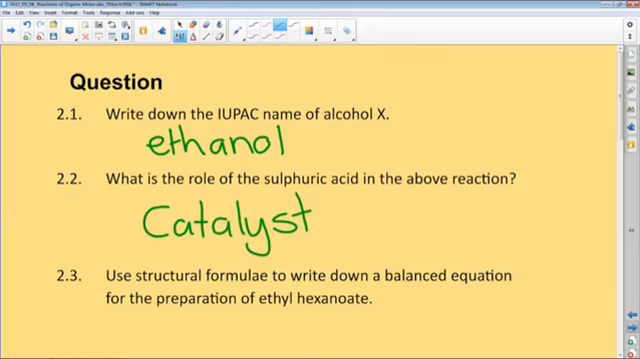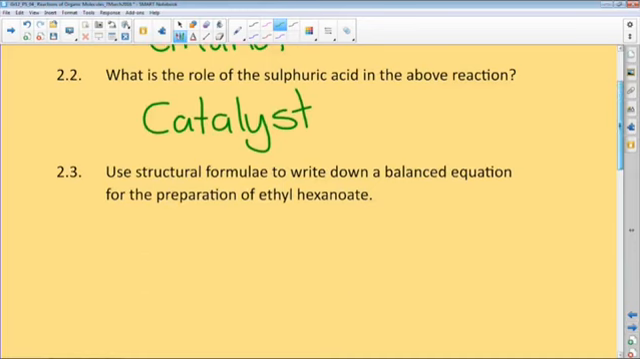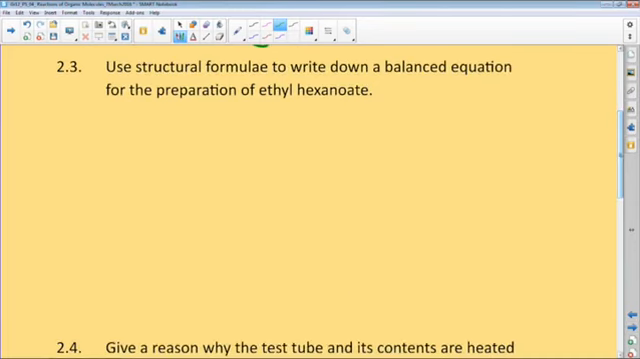Now it says, use the structural formula to write down a balanced equation for the preparation of ethyl hexanoate. Now here it's about being nice and neat, and I'm probably going to have to do it over two lines because it's just not quite wide enough for me here, all right? So we start with the ethyl, that means I'm using ethanol, so ethyl means ethanol. Okay, so there's my ethanol. And even though it says balanced, you never ever have to add in any numbers to this. So there's the ethyl.